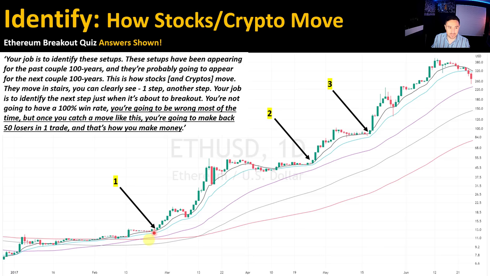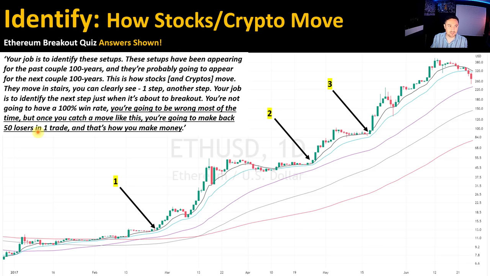Your job is to identify the next step when it's about to break out. Okay, what does it tend to do? We've been talking about it before it breaks out. Tightness in price. Where is the share price? Where is the candlestick in relation to the key moving averages before it does it? What are you seeing time and time and time again? There's a very repeatable nature to this. So hopefully you're studying it. Hopefully you're getting it. You're not going to have a 100% win rate. You're going to be wrong most of the time. But once you catch a move like this, you're going to make 50 losers in one trade. And that's how you make money.